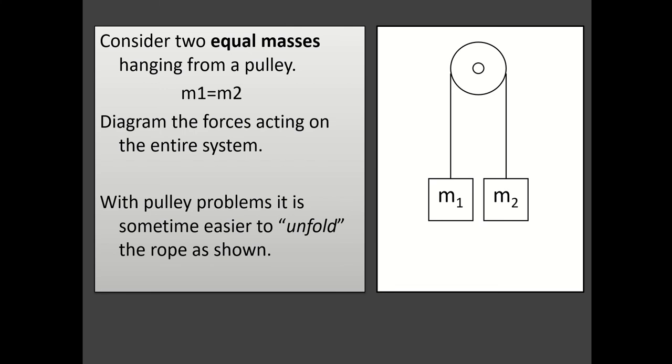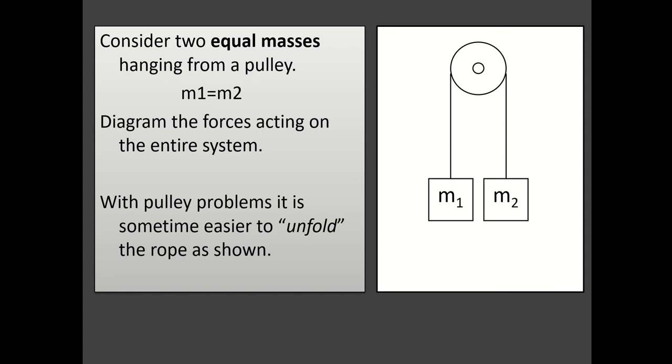Alright, so let's take a look at a case where we have masses hanging from a pulley. In a lot of cases, pulleys may add mechanical advantage if you have a system of pulleys. In this case, if you have a single pulley, it doesn't add any mechanical advantage. What it does is redirect the motion. So in this case, we have two masses. M1 is the same as M2, so the masses are equal. And we have the diagram here on the right.